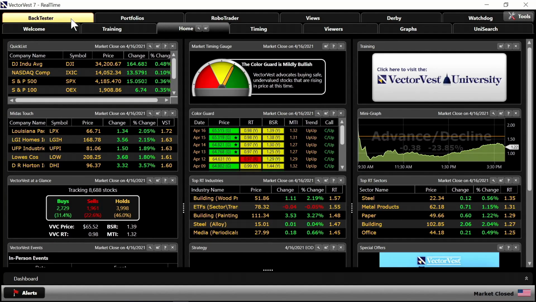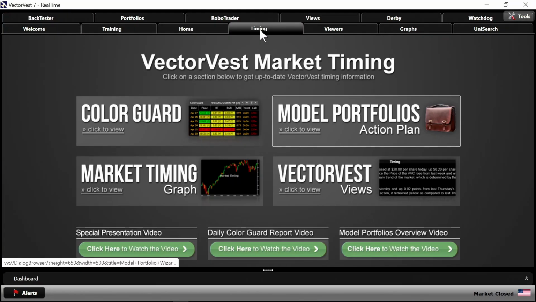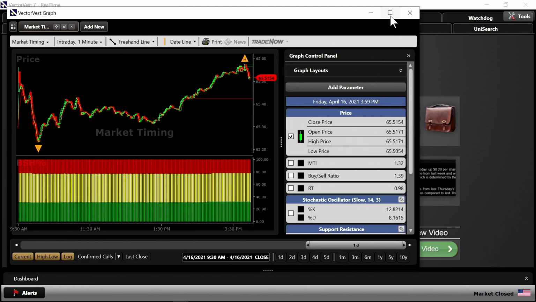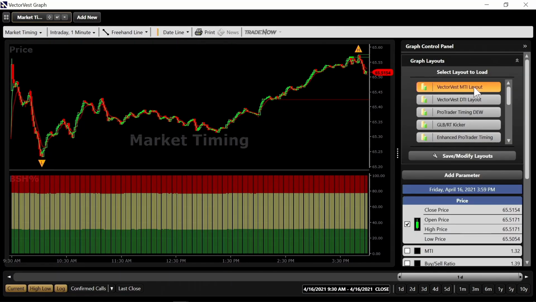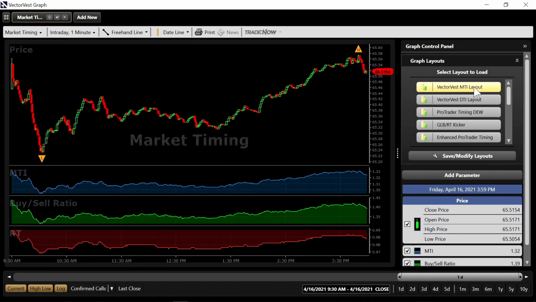And at the top, I'm going to go to timing. And from the timing tab, then of course I can go to what's called the market timing graph. And I've got to be cognizant here, a lot of people in the room are not VectorVest subscribers. Some of you are, of course. But this chart represents the stock market and the stock market's movement. Now, this is an intraday chart, in case some of you are wondering why it looks a little different than what I see on the S&P or something. This is an intraday chart.